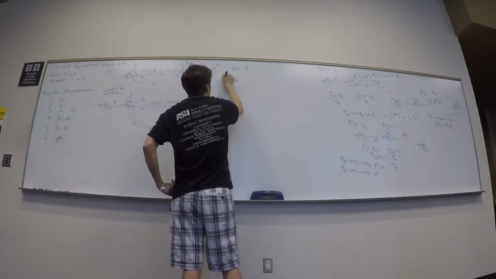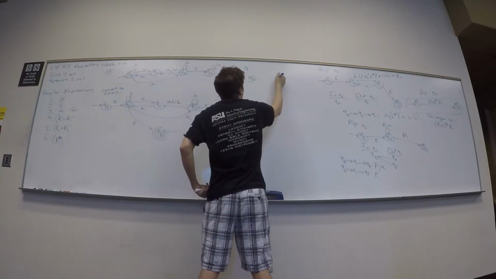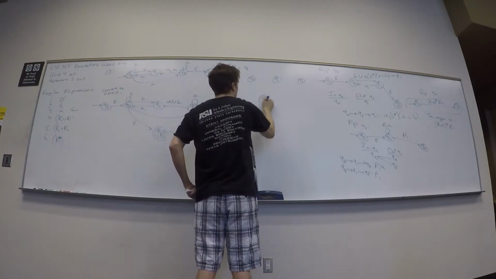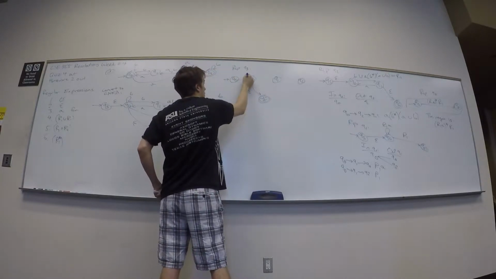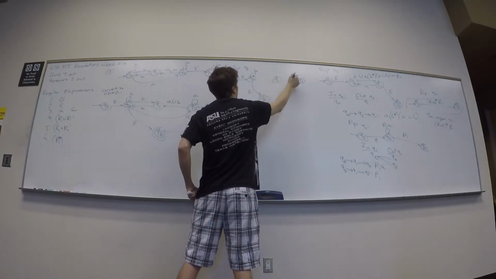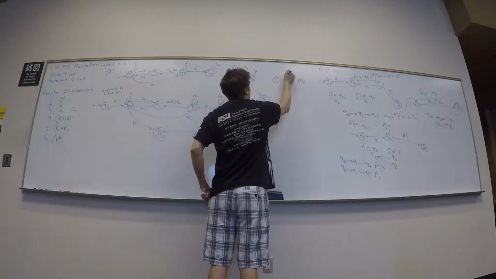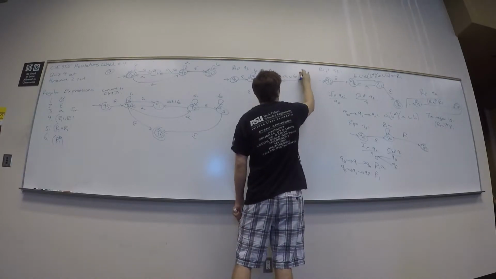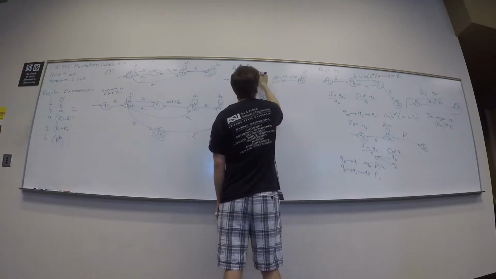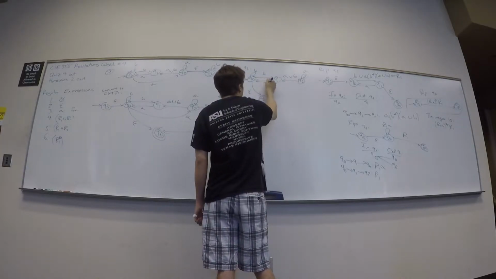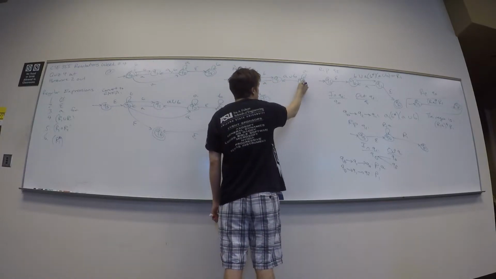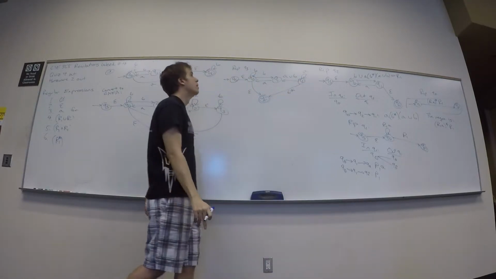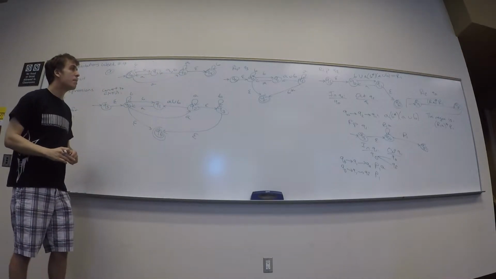So QS, Q0, Q1, Q2, Qn. A, B, B, oh no, that's A. A, A, and Q2 to QF, like we said, on B star. Okay. That makes it a little easier.